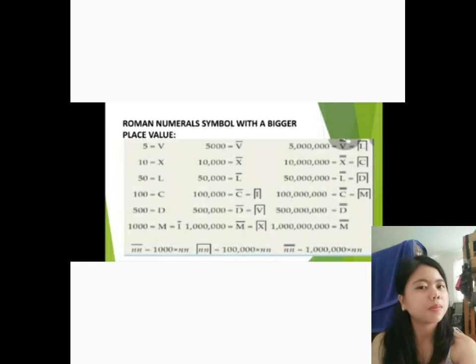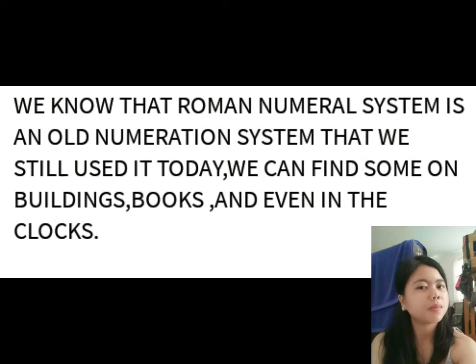If L has the vertical column bar, we will multiply it by 5 million. If C has the vertical column bar, we will multiply it by 10 million. If D has a vertical column bar, we will multiply it by 50 million. And also, if M has a vertical column bar, we will multiply it by 100 million. So, that is the conversion of Hindu-Arabic numerals to Roman numerals and vice versa.